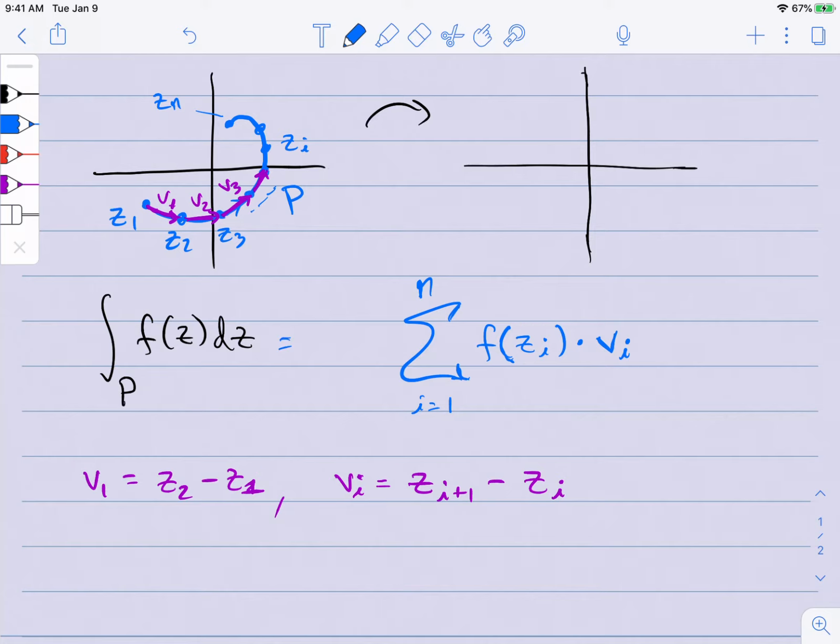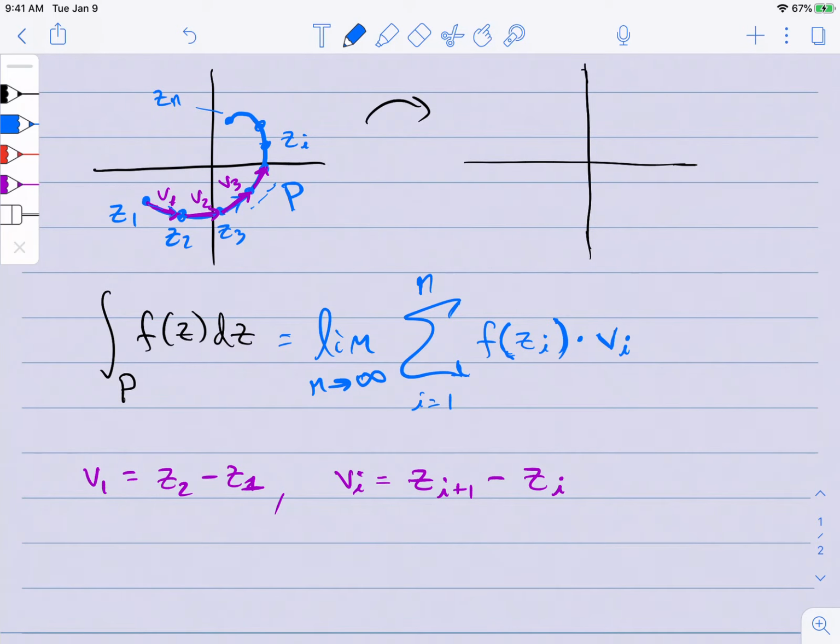And I'm doing that for each of these subpieces. And then I take the limit as n goes to infinity, and if you do this precisely, you get a well-defined answer, and that's what we're going to call the integral of the function f of z along a path p. And notice that this is why the direction of the path is important, because these vectors v1, v2, v3 have a direction to them, and if you switch the direction of the path, you're going to get the negative of what you would have had.